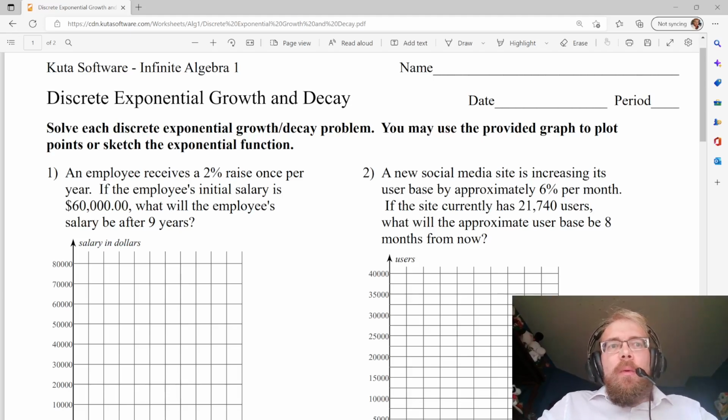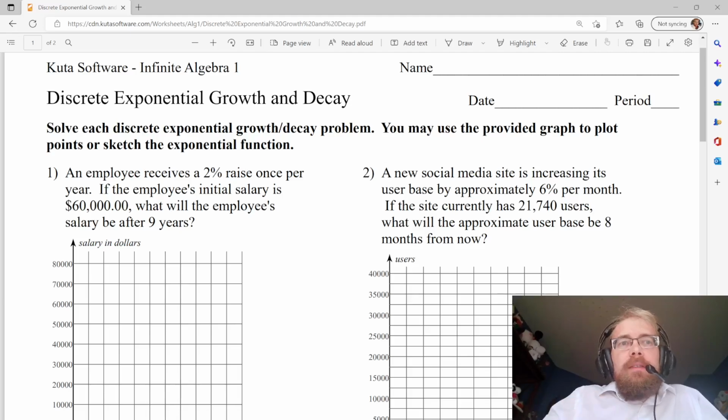This is a worksheet on discrete exponential growth and decay. That's a mouthful. But let's look at what the problems are. How do we solve them? How do we use the graph to help us solve them? Do we need to use the graph? Do we not need to use the graph? All that kind of stuff and more. Let's jump in to this worksheet that's from Kuta Software, Infinite Algebra 1.